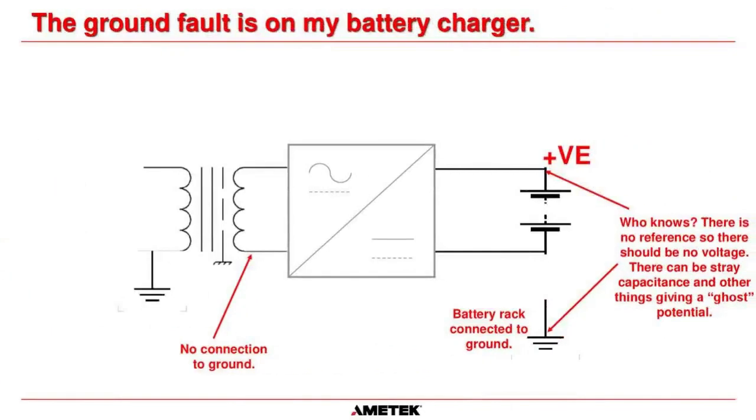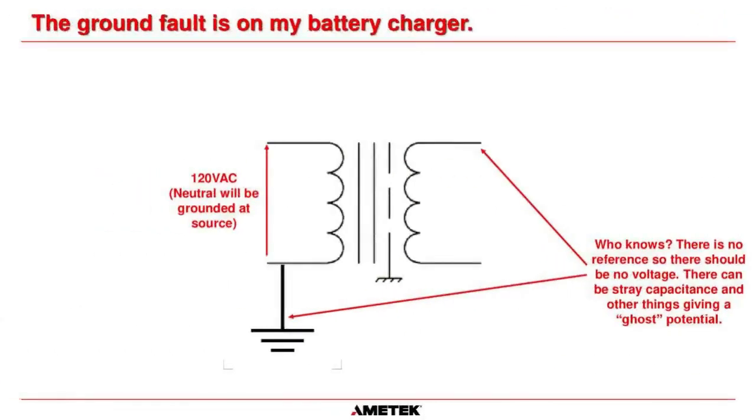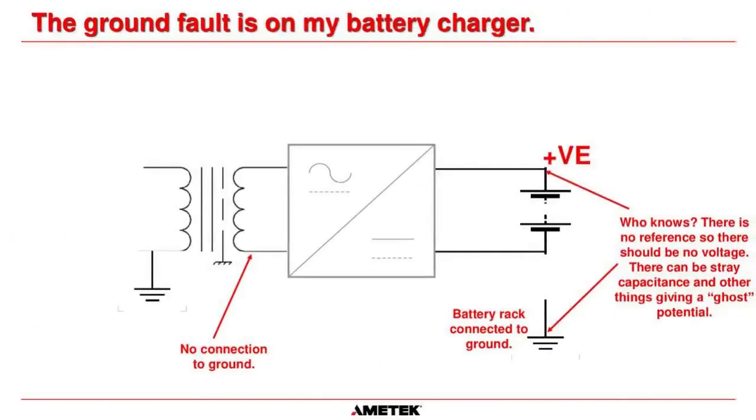Okay, so now let's look. I'm going to go back to that screen. So we have our secondary of the transformer here. Okay, so the next slide, we still have the secondary of the transformer here. Remember, we've got no connection to ground down here. And then we are taking that AC and we're putting it through our rectifier charger here.